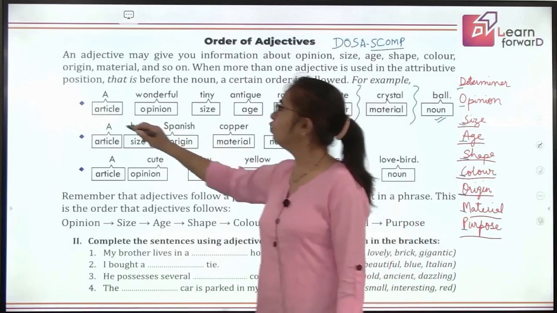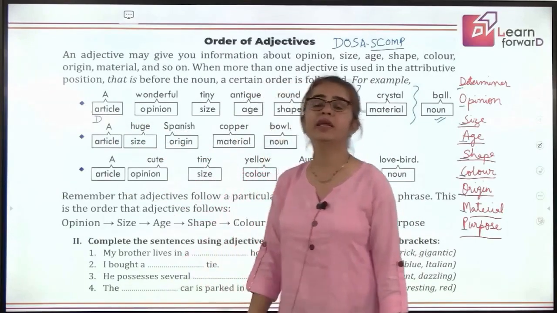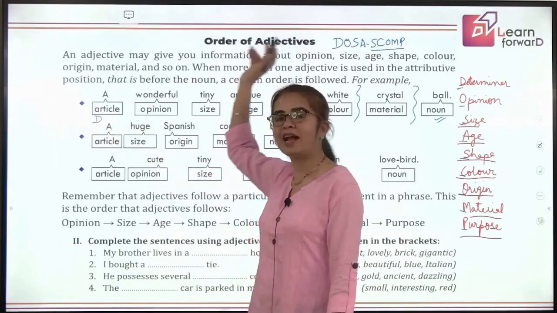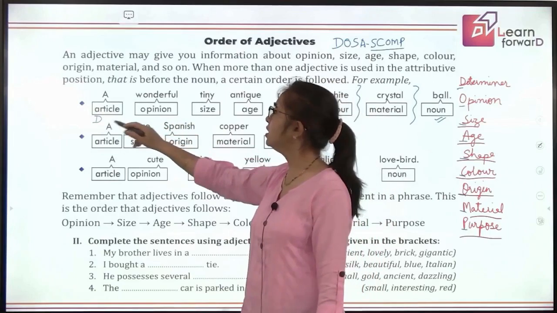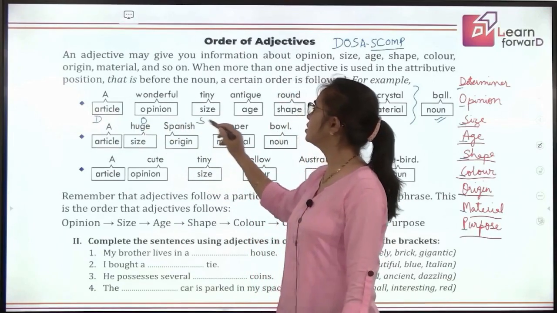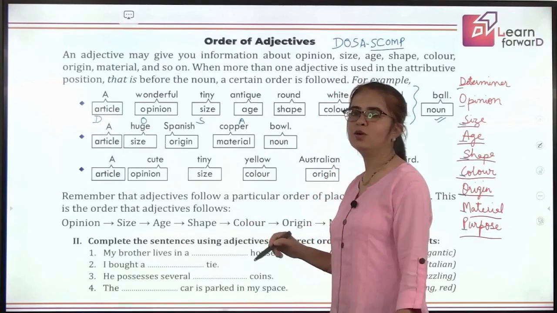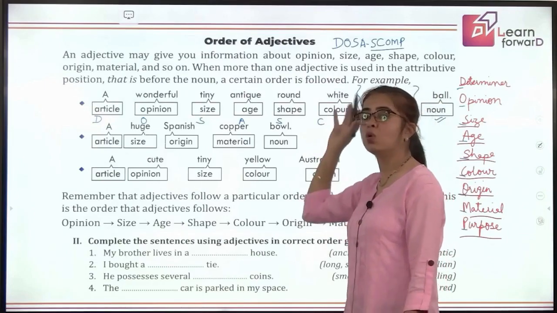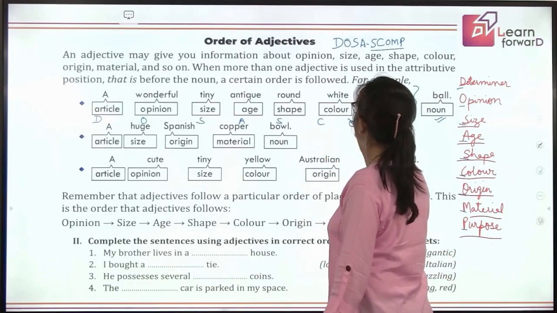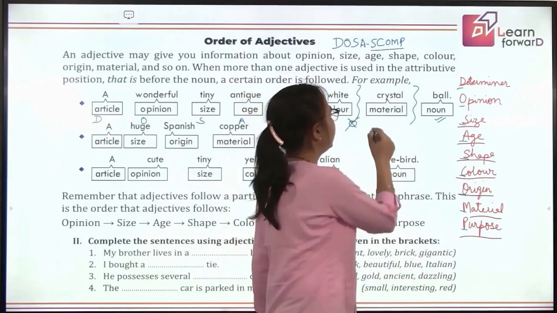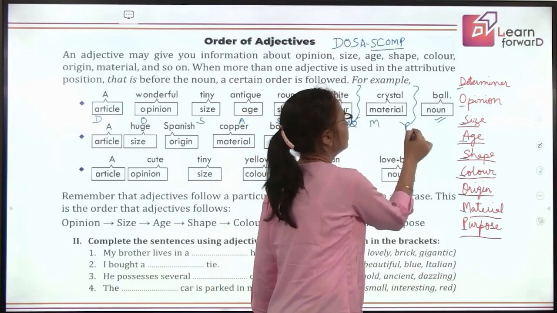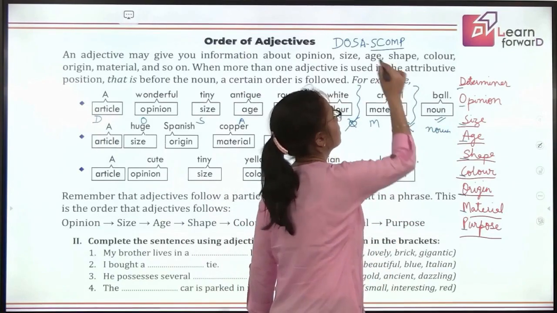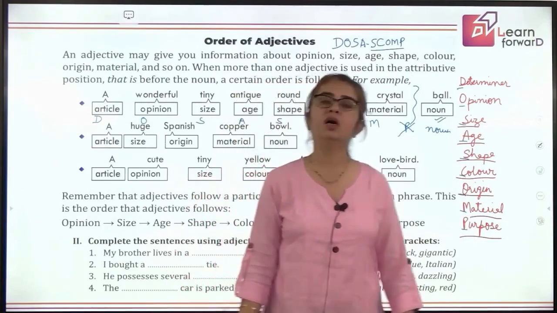So what order do you follow? Article here means the determiner. It can be words showing possession also. So rather than saying article, we say determiner. That gives you D of dosa. So it's D, then comes opinion, then size, then age. So it's your dosa here. And then again S for shape, C for color. O is missing here. No worries. We are not writing the origin here. Then comes material M. And then again the purpose is missing here. That's fine, no problem. And then comes your noun. So dosa scomp followed by your noun gives you the order of adjectives.